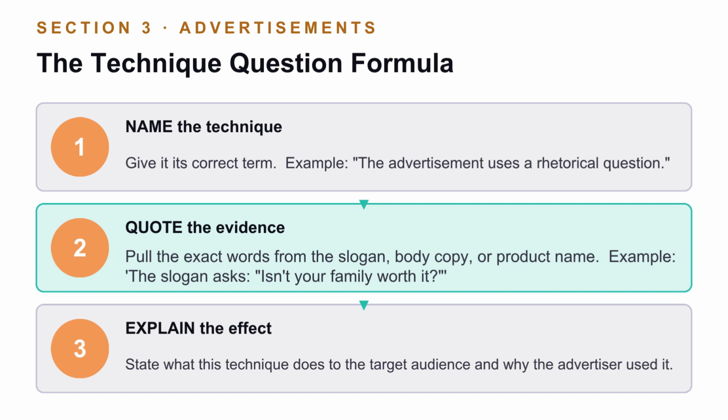Step number 1, name the technique. Give it its correct term. Step number 2, quote the evidence. Pull the exact words from the slogan, the body copy, or the product name. Step number 3, explain the effect. Tell the examiner what this technique does to the target audience and why the advertiser used it.